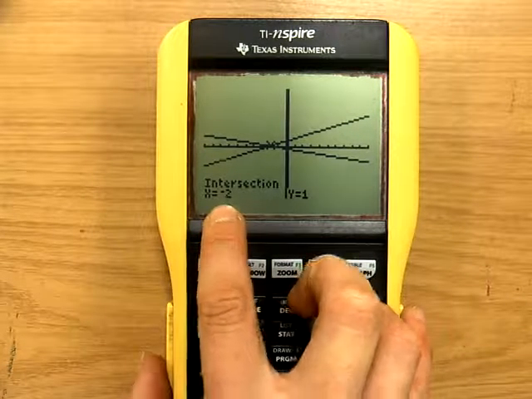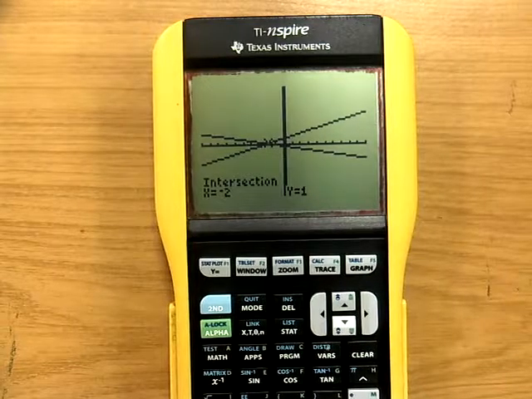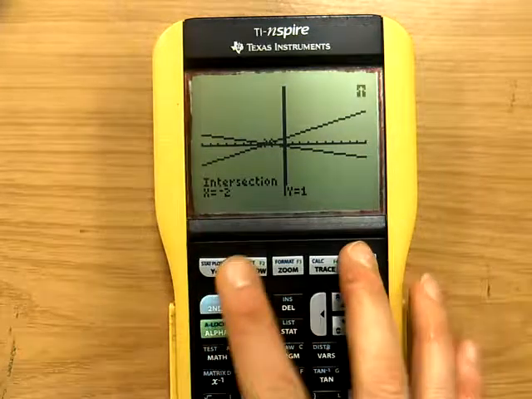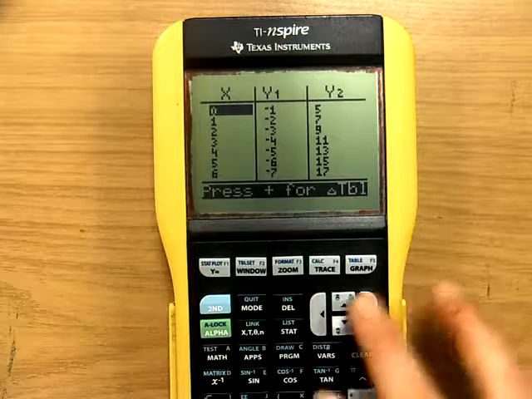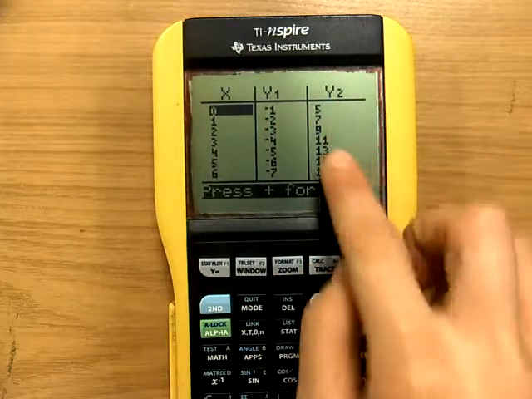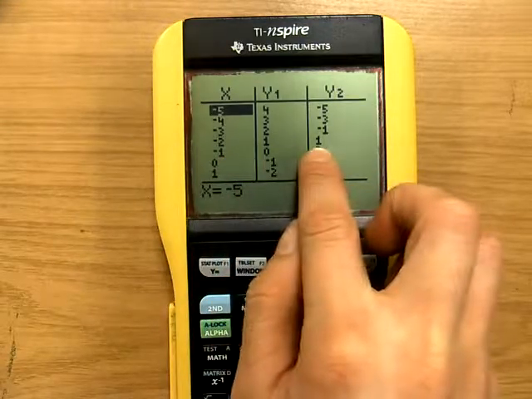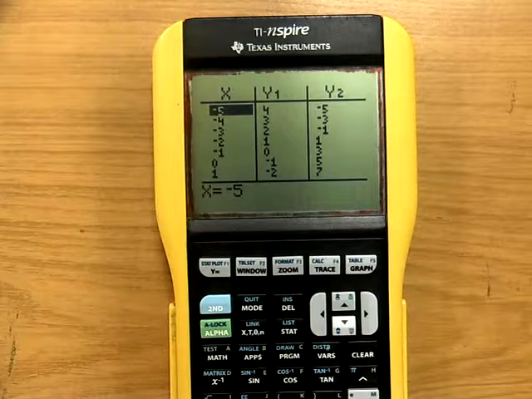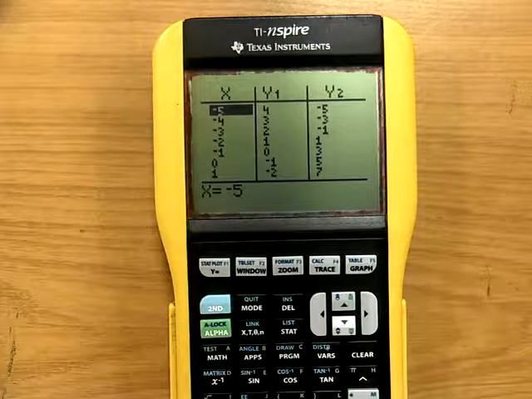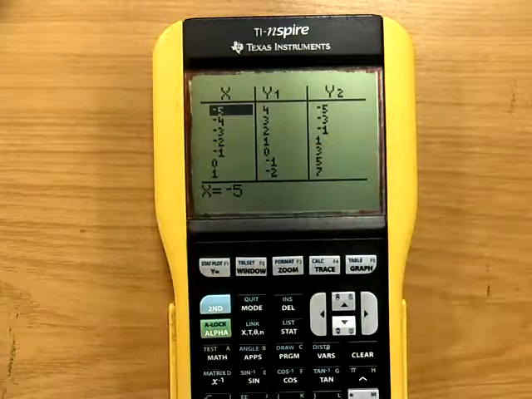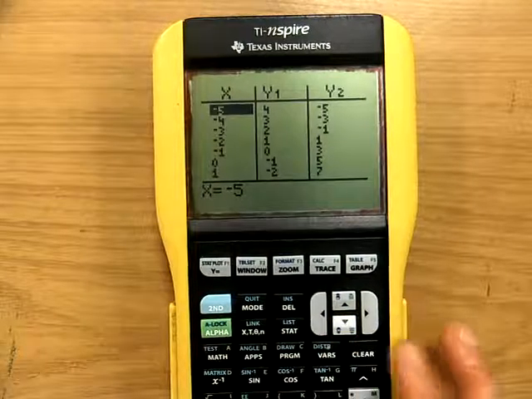And we see the point negative 2, comma 1 is the point of intersection. Another way to do this is to look at the table. When I look at the table, I don't see them having the same y value here. But as I scroll up, notice that at negative 2, they both have a y coordinate of 1. So they share that point in common, so that would be the point of intersection. So that's just a way you can check.